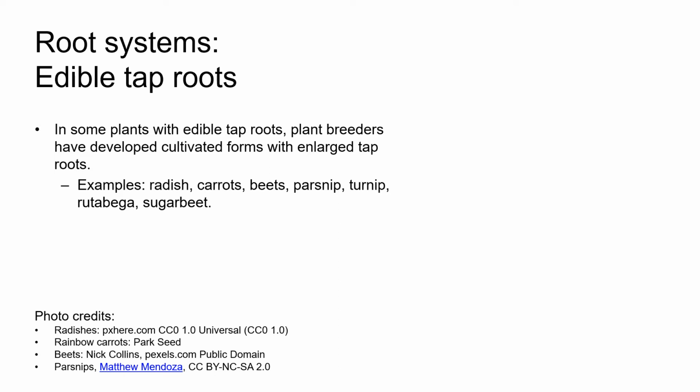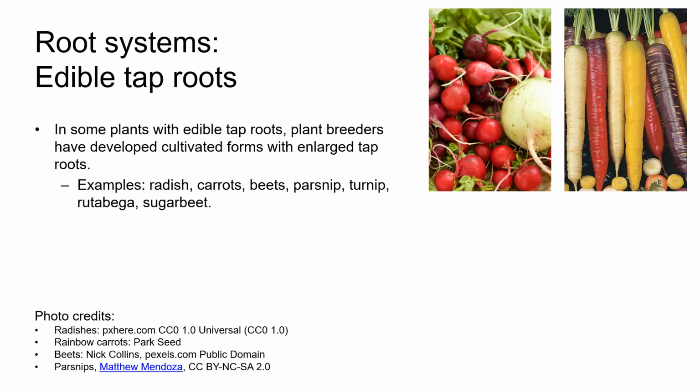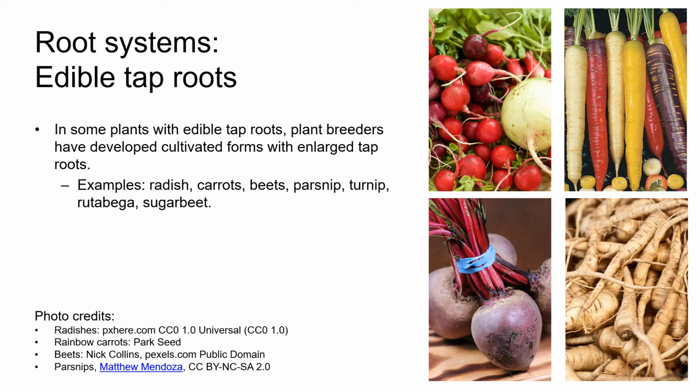As mentioned earlier, some plants have modified storage roots that act as a reserve of carbohydrates to enable plants to survive periods of environmental stress. Some of these modified roots are edible, and plant breeders have developed selected forms where the taproot is very much enlarged. Examples include radish, carrots, beets, and parsnips, plus other vegetables such as turnip, rutabaga, and sugar beet.